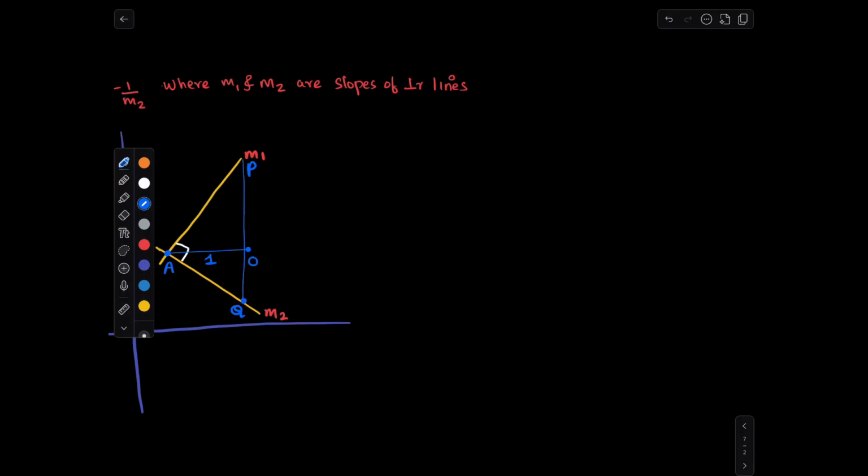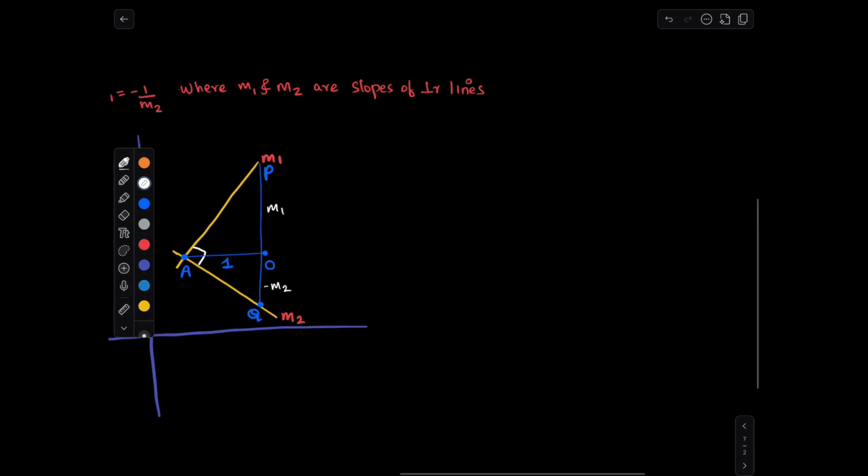Now, from the equation of the slope, we can find the length of the line segments PO and also the line segment OQ. And we can see that PO is m1 and OQ is negative m2. Here, the slope is negative, notice, because the line is falling downward in a way.